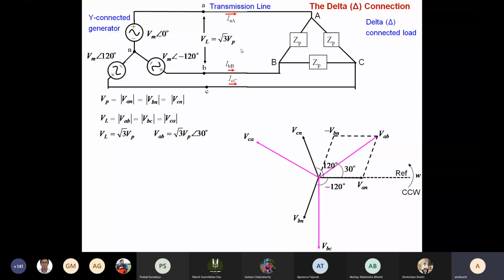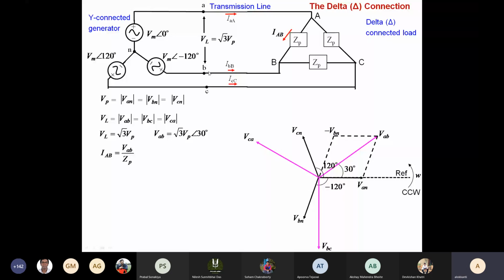So for the load, these are the phases. AB is one phase, BC is another phase, CA is another phase. So there will be phase currents inside the load, where IAB is the current between A and B in the delta connected load, and this IAB is equal to VAB by ZP. That is the potential between A and B divided by ZP.